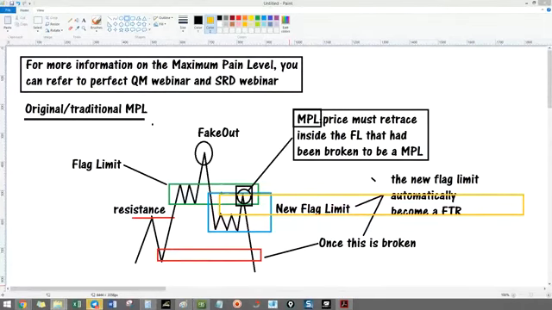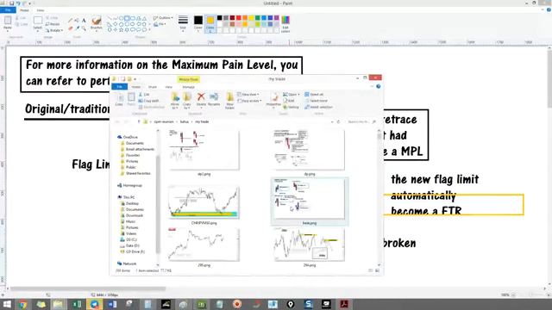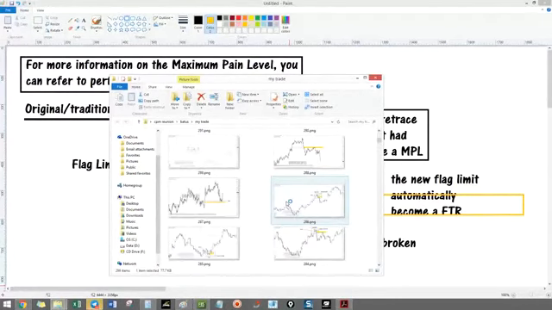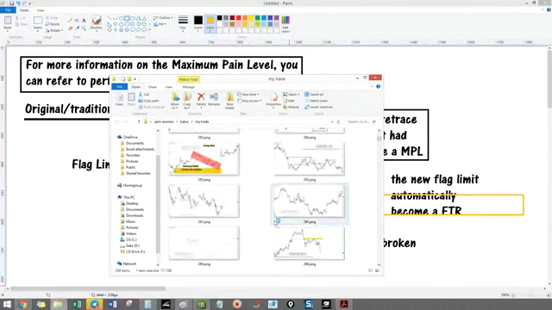No. I cannot find. Where did I put the chart? New MPL. This is the latest one.